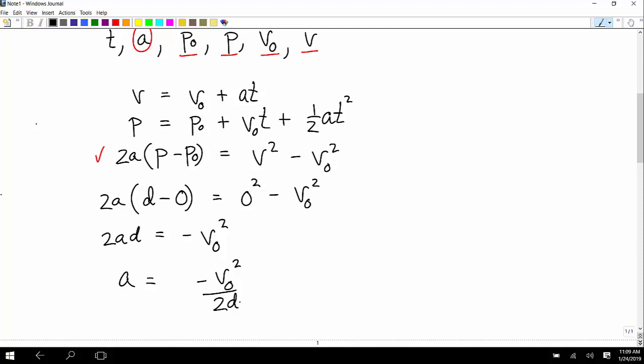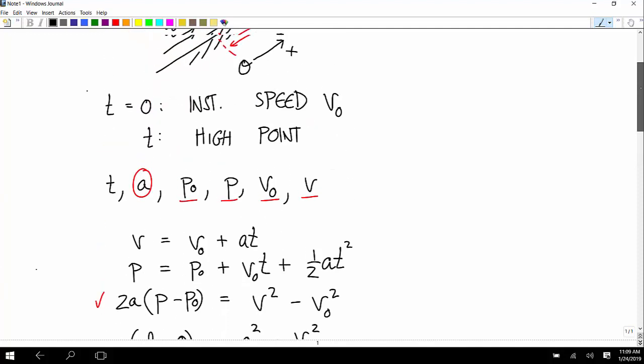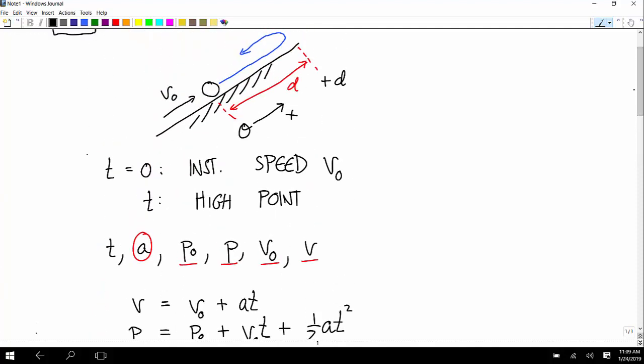Does it make sense that the acceleration is negative? Yes, because we know from thinking about what's going to happen here, it's going to move this way, it's going to slow down. That's a positive velocity and a negative acceleration, so that makes sense. That's slowing down. And then once it turns around, it's going to speed up. It'll have a negative velocity and a negative acceleration, so that's speeding up. So yeah, that makes sense.